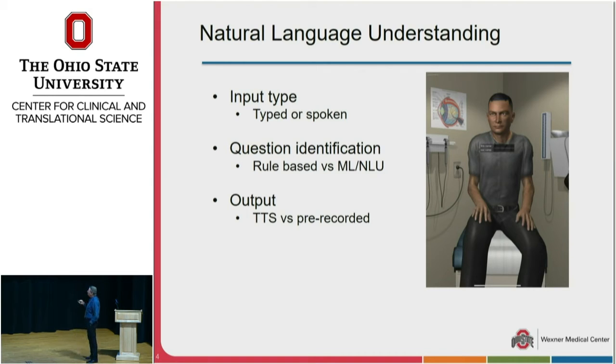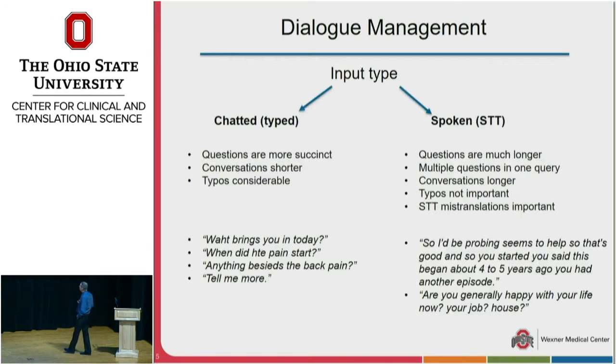You need to think about what your input types are, such as spoken. How are you going to understand the questions? Are you going to use a rule-based or a machine learning system? And then a little bit of what your output is going to be. That's important for our conversation, and our system may not be important for yours, but it is a consideration in terms of how you want your system to respond.